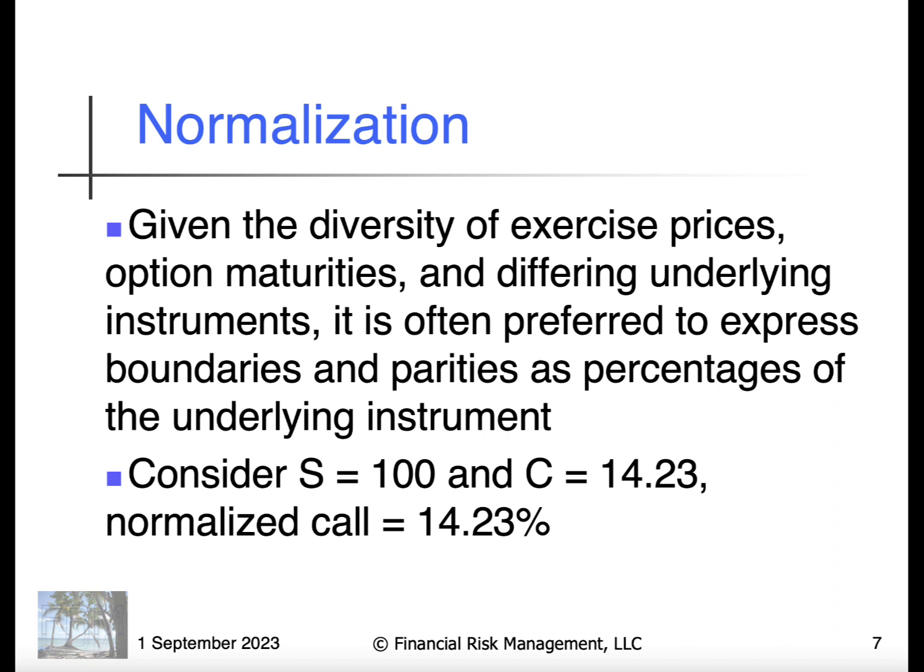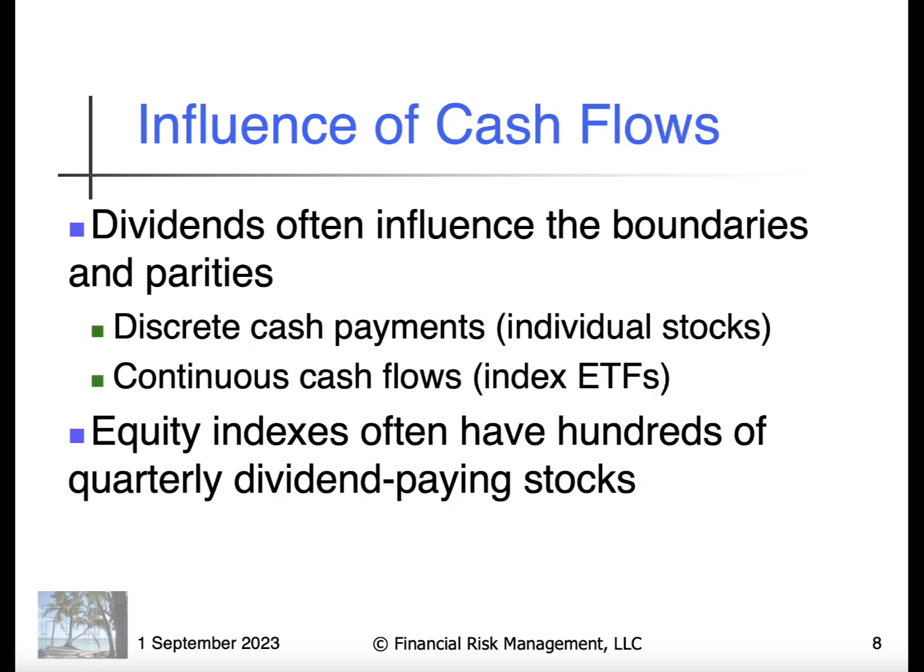Because we're going to be looking at actual data, it's easier to normalize prices. Because there's a diversity of exercise prices, option maturities, and differing underlying instruments, it is often preferred to express boundaries and parities as a percentage of the underlying instrument. For example, if the stock price is 100 and the market price of the call is $14.23, then the normalized call would be 14.23% of the underlying stock price.